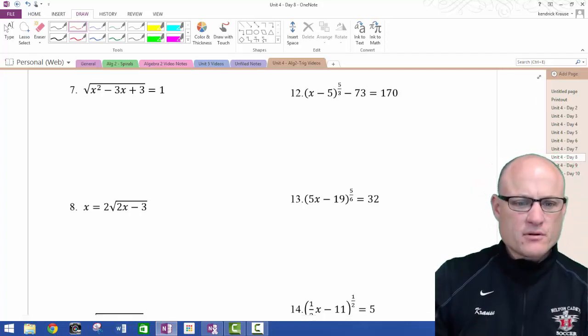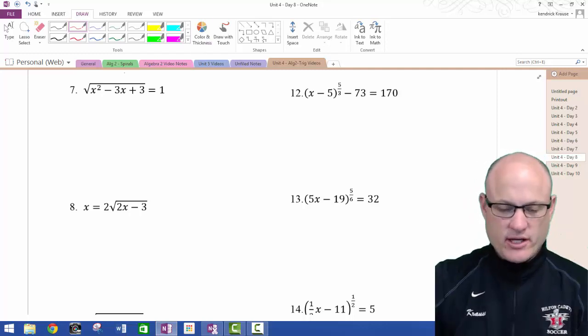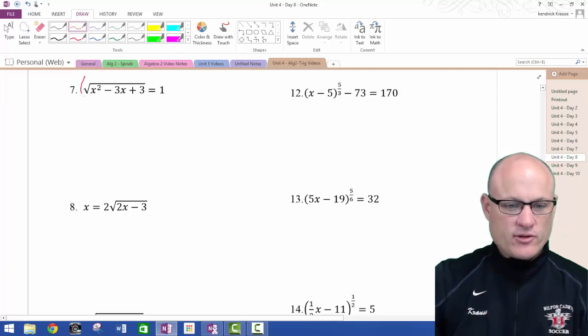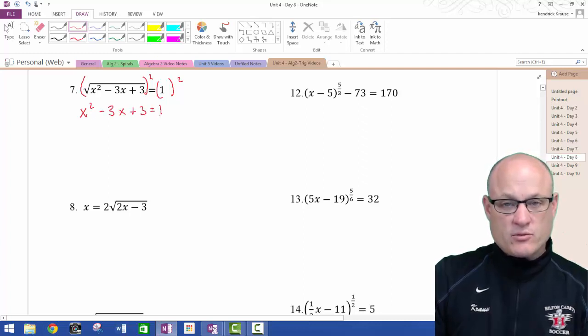Okay. Well, that looks crazy. It looks crazy difficult. Not at all, kids. You can handle it. Still going to do the same thing. We're going to square both sides. Well, in this case, squaring 1 is kind of easy, and squaring the left side is kind of easy. You get x squared minus 3x plus 3 equals 1.